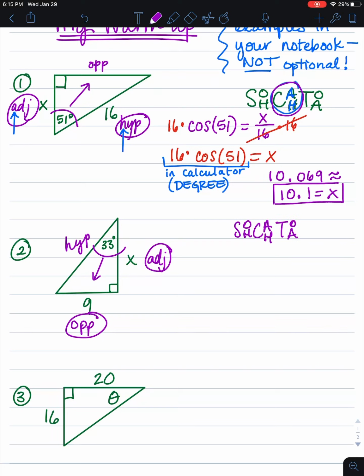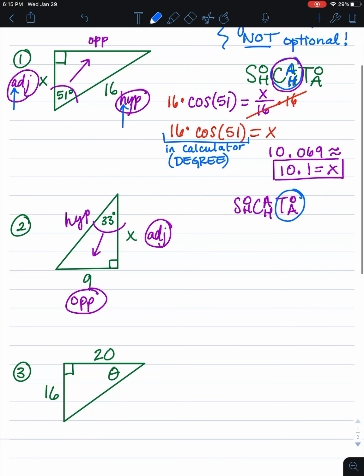Okay, and looks like I'm going to be doing O and A, which is tangent. Opposite over adjacent. So we're going to set up the equation with tangent now, not cosine, right? Tangent of 33 equals 9 over x. Be very careful there. You see what we did? You have to do the opposite over the adjacent, because that's how the fraction is set up.